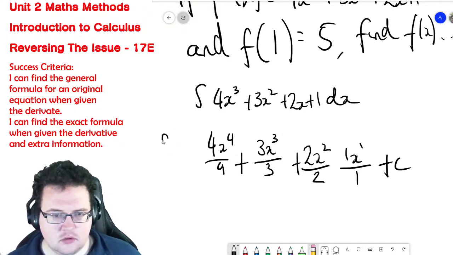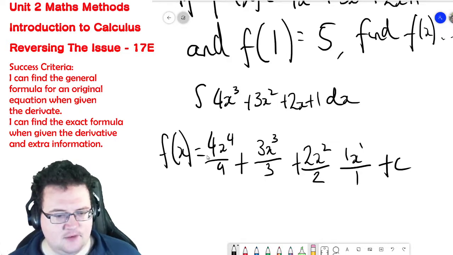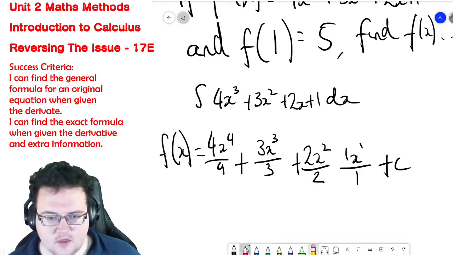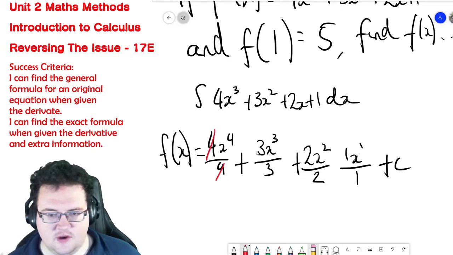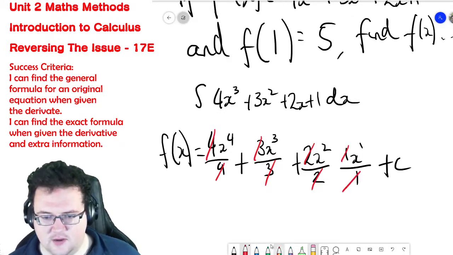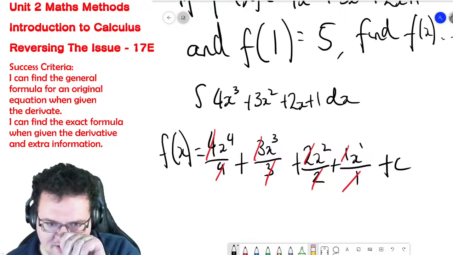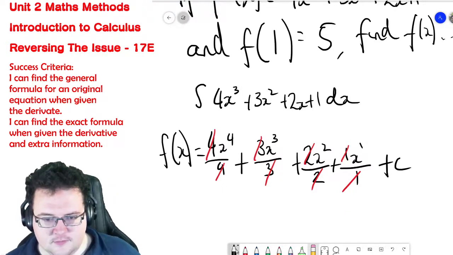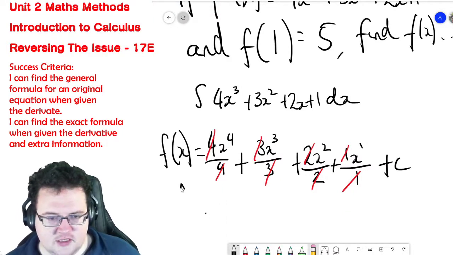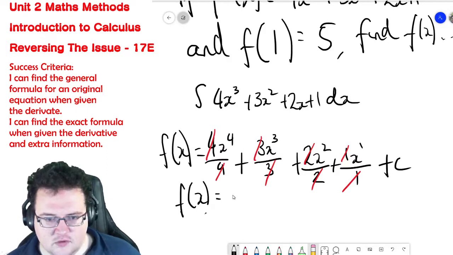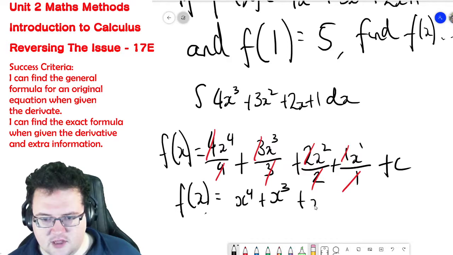Now, I can cancel all that down. That 4 goes away, that 4 goes away. That 3 goes away, that 3 goes away. That 2 goes away, that 2 goes away. That 1 goes away, that 1 goes away. That's a plus, by the way. So then, all I am left with is f of x equals x to the 4 plus x to the 3 plus x to the 2 plus x plus c.